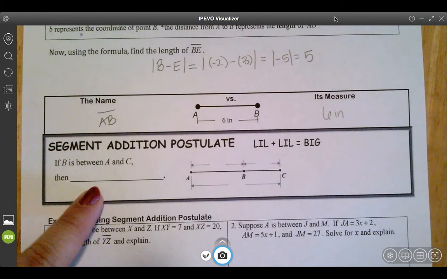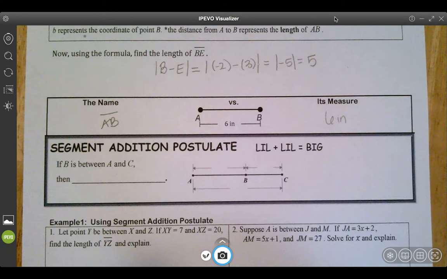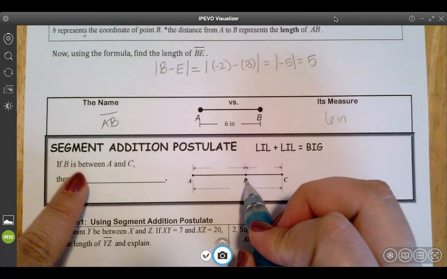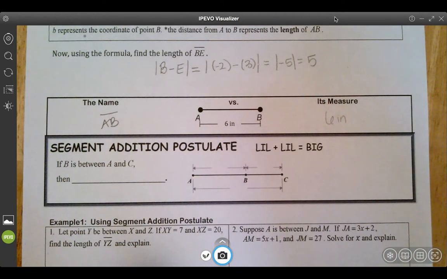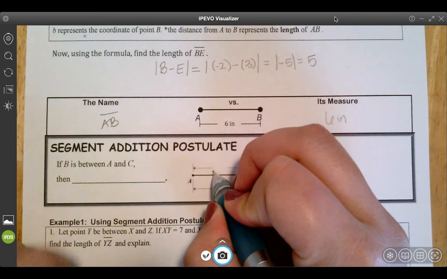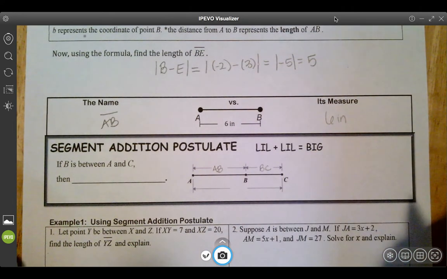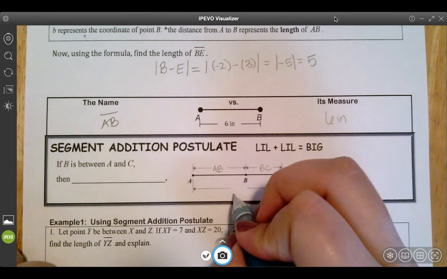Notice our number line above is actually made up of a lot of segments put end to end. When we're talking about segments, their distances are addable. If I have two segments next to each other, I can add their lengths to find the bigger segment. If point B is between A and C, which means they're all on the same line, then line segment AB plus line segment BC has the same measurement as line segment AC.